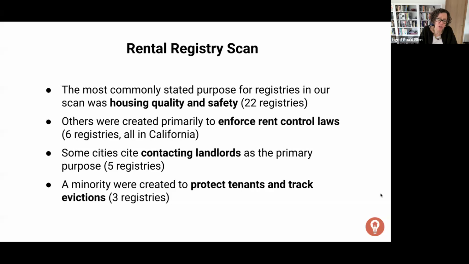First of all, it's interesting just to see what the purposes and goals were. The most commonly stated purpose, which was surprising to me, was actually enforcing the housing codes and ensuring housing quality and safety. Some were designed to enforce rent control laws, mostly in California. Some cited contacting landlords as the key reason, and a small number stated that they were created primarily to protect tenants and track evictions in particular. And the next slide.